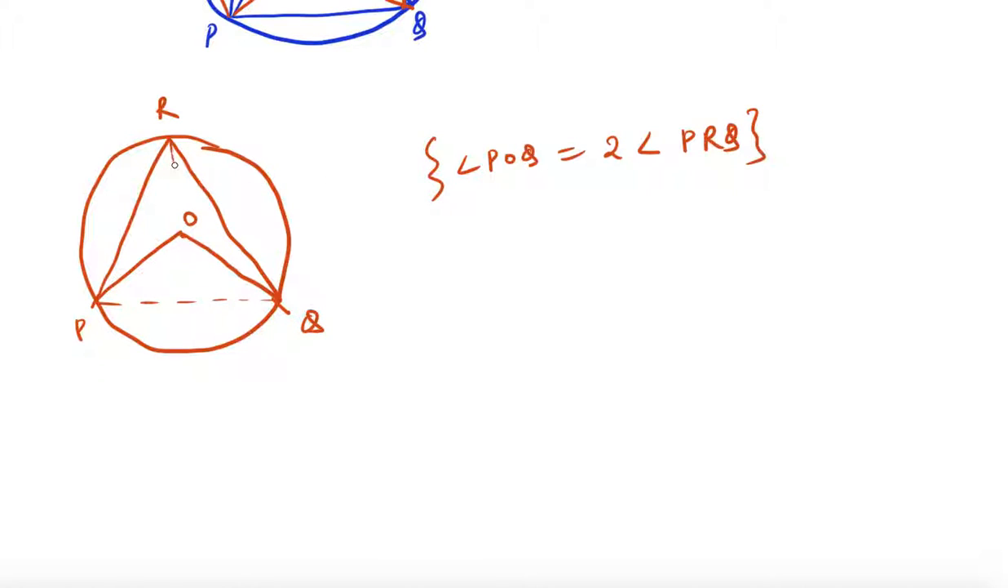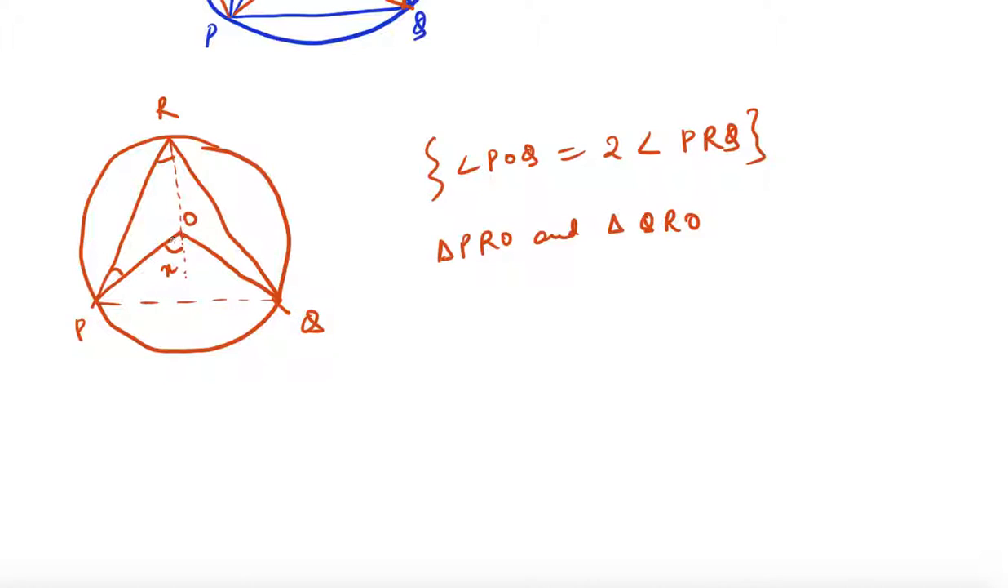I'll join R with O and extend it further a bit. So I have two triangles here, triangle PRO and triangle QRO. Now let us assume that this angle is something, I don't know the value, let us call this angle X. Now you know that this angle X is the exterior angle, opposite to this angle and this angle.